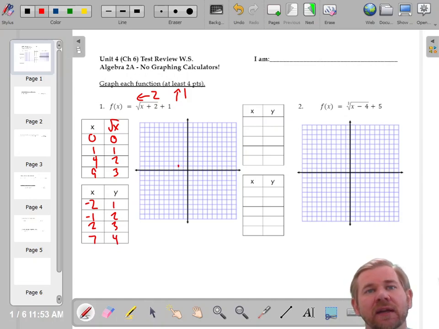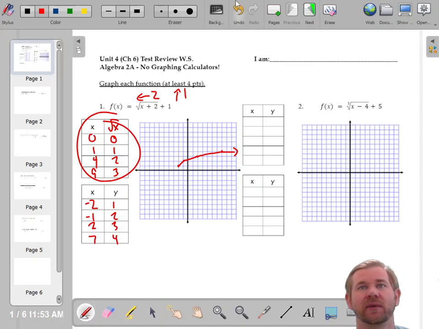Negative 2, 1 is right here. Negative 1, 2 is right there. 2, 3 is right there. And 7, 4 is right there. So this looks like half of a parabola, so draw like a smooth curve. And you want to hit those 4 points, and that's your radical. That's it. That's all I need to do. That's a square root. This is always the parent function for a square root.